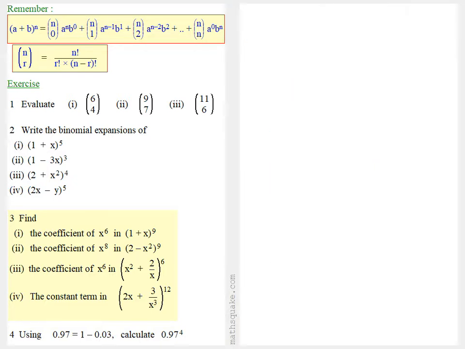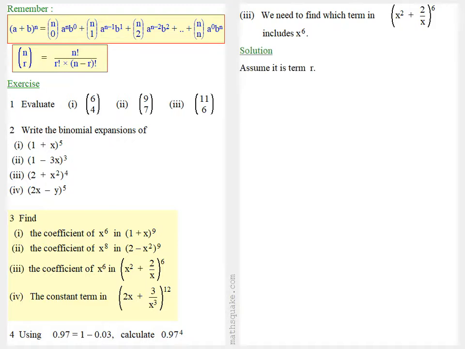Now in part 3, we want to find the coefficient of x to the power 6 in the expansion of (x squared plus 2 over x) all to the power 6. So we need to find which term in the expansion includes x to the power 6. Well, let's assume that it's term r, where T_r is equal to 6Cr times (x squared) to the power 6 minus r times (2 over x) to the power r.